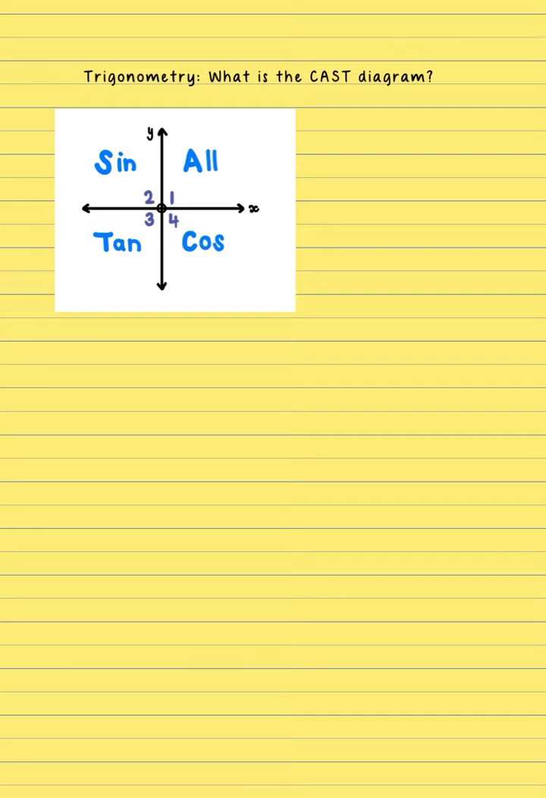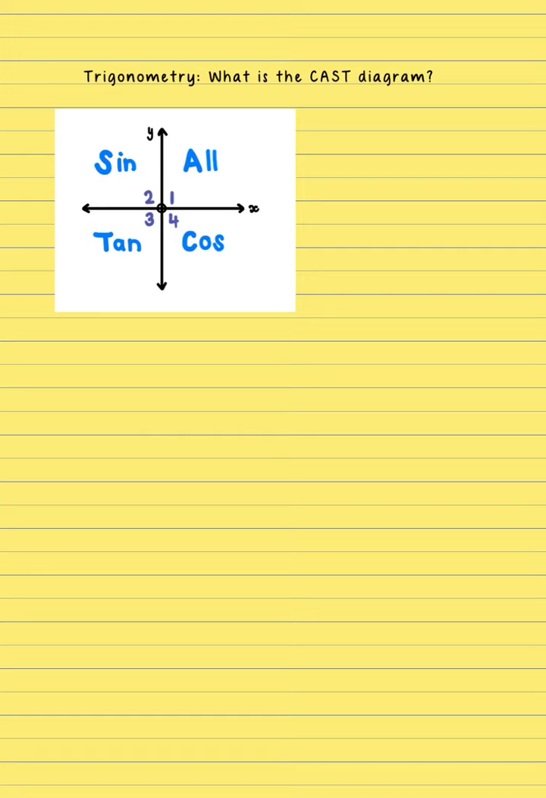Now the CAST diagram is just a way of remembering which trig ratios are positive in which quadrants. So you start with the C for cos in quadrant 4, then the A for all, the S for sine, and the T for tan. What this means is that if you have a trig ratio of an angle in the fourth quadrant, cos of that angle will be positive.